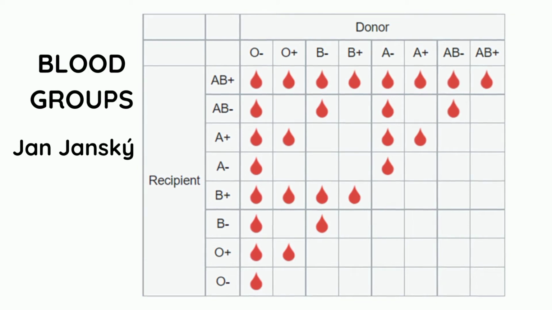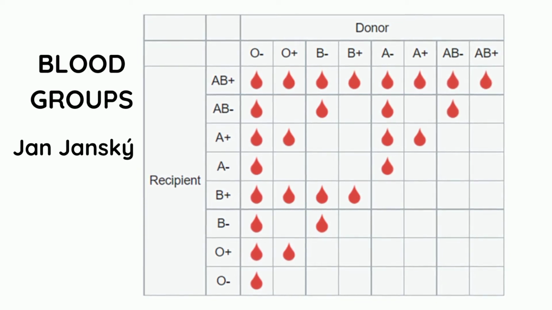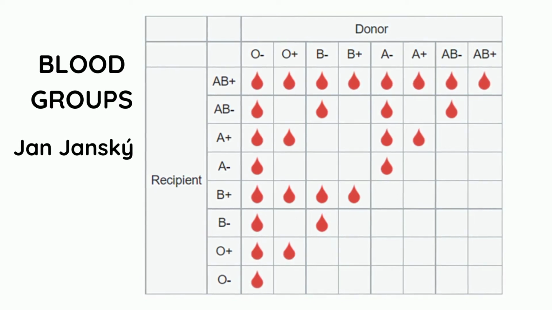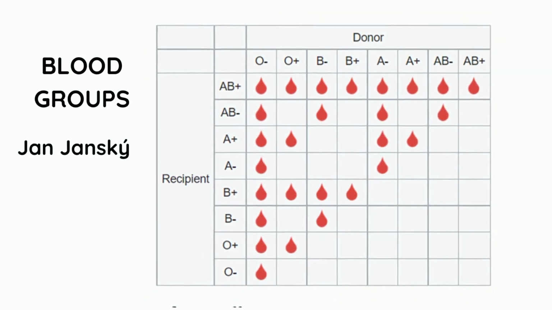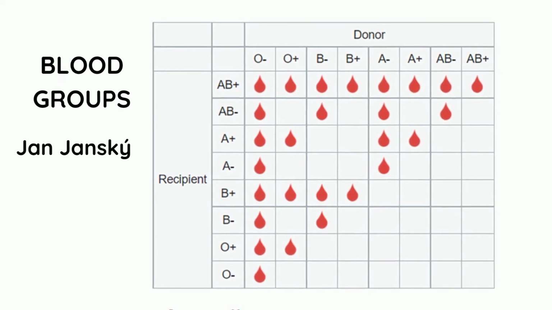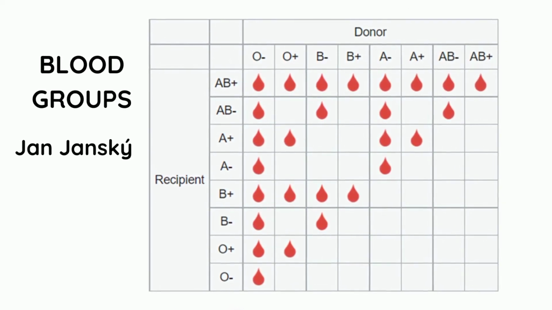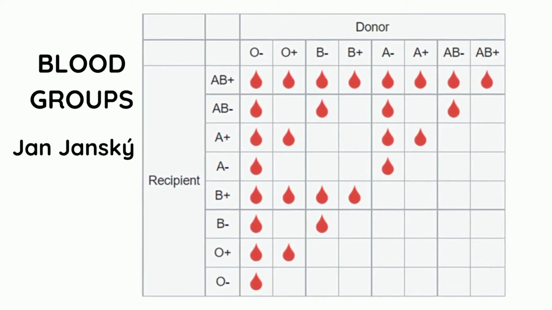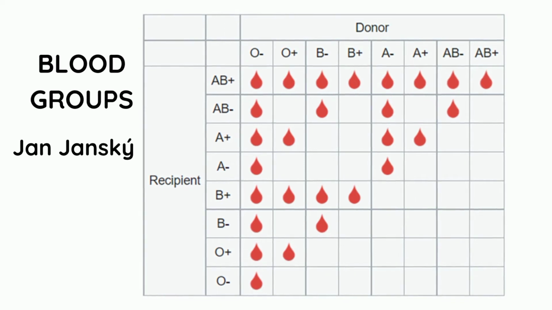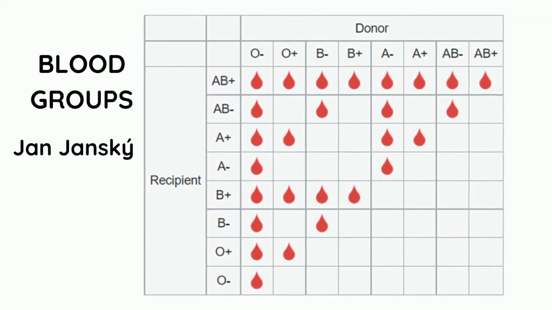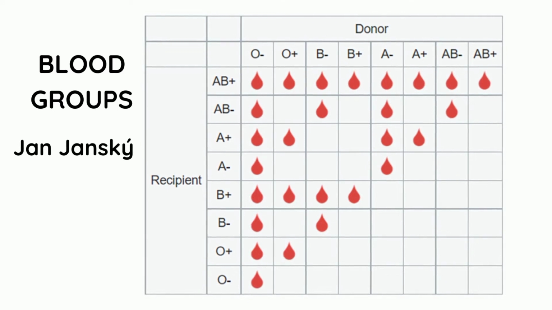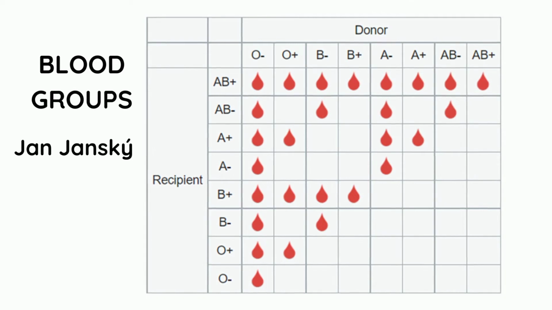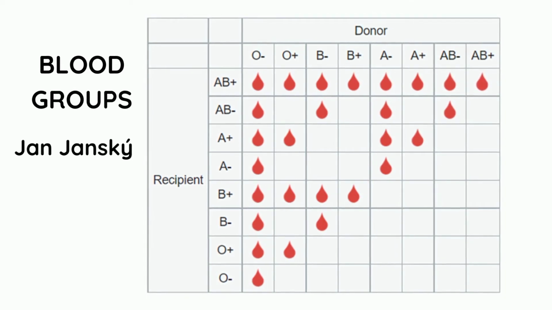Then O plus can only receive from O minus and O plus. Why? O minus can only receive blood from O minus. If you check now, O minus can give to everybody, but it can only receive from what? O minus. O plus can give to all the plus, but it can receive from only O plus and O minus. Why is blood group important? Blood group is important so that you do not transfuse the wrong blood to a patient. If you do that, the patient will die.